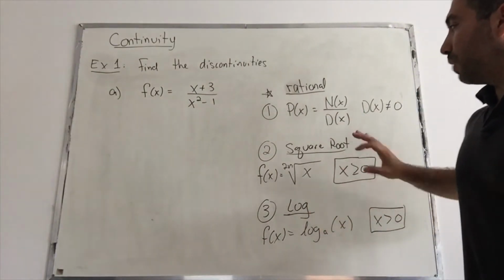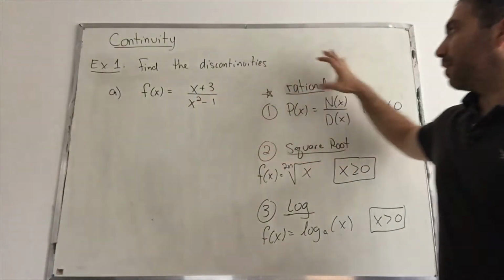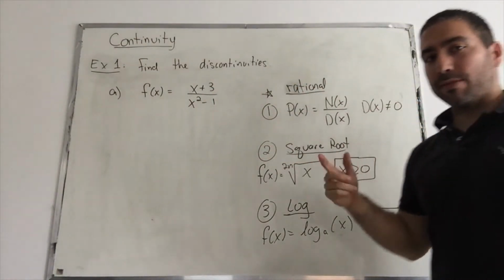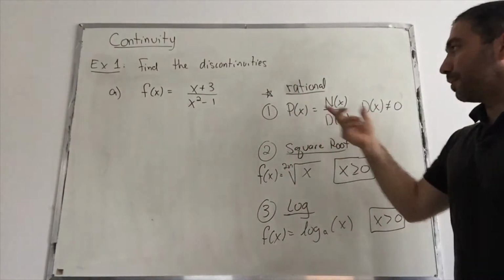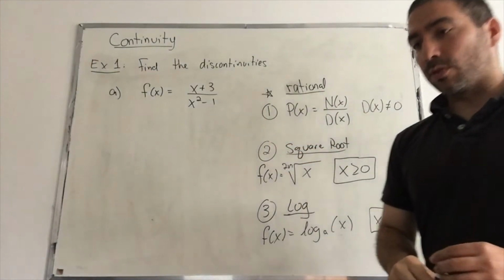So right now, in this example here, we're worried about dividing by 0. We have to find the values of x for which we are dividing by 0. So let's go ahead and do that.